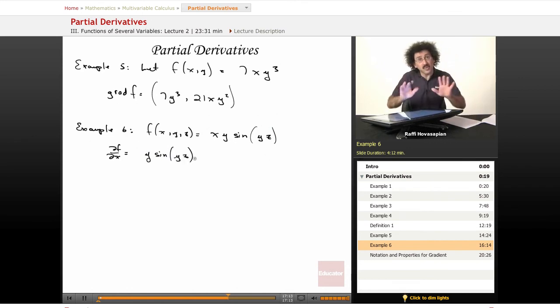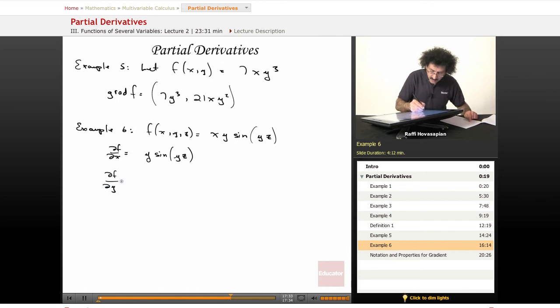So make sure you don't just automatically start taking the derivative and say, you know, x times the cosine of yz, because there is no x in the argument for the sine function, so it's just a constant. You treat it like a constant. Let me make my z a little bit clearer, I think, here. Okay. Now let's do df dy.